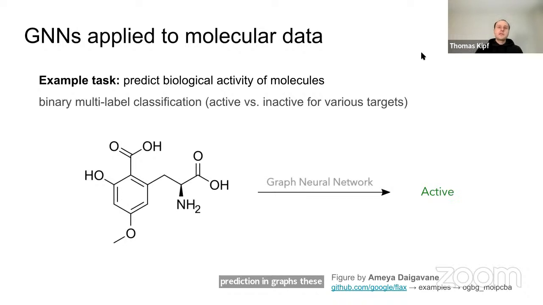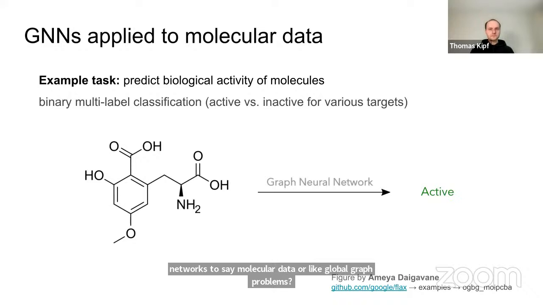Now, the last application I want to mention in this context, before we dive into the broader application section, is how can we apply graph neural networks to, say, molecular data or global graph problems? For example, predicting the biological activity of molecules.